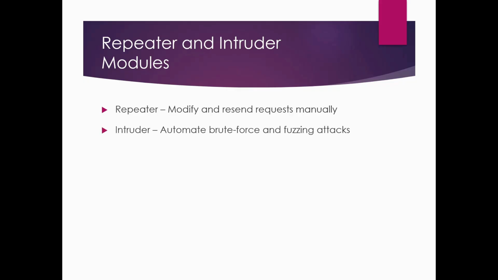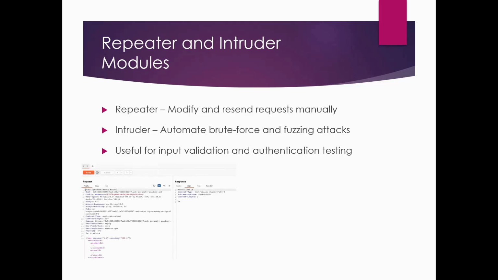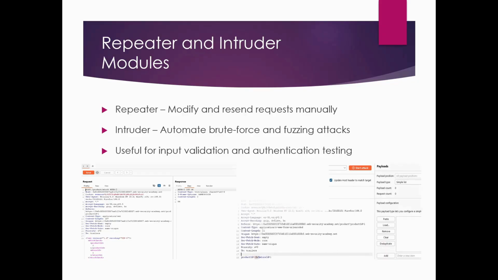On the other hand, the intruder module is for automation. It allows you to define payload positions and run attacks with a list of inputs like usernames or passwords to test for vulnerabilities such as weak authentication or parameter tampering. You can choose between different attack types: sniper, battering ram, pitchfork, and cluster bomb, depending on how you want to combine payloads. Together, these modules save a lot of time and allow deep testing with both precision and automation.